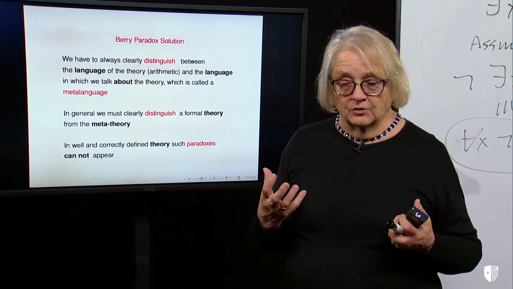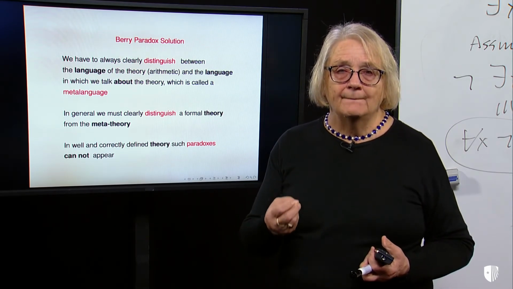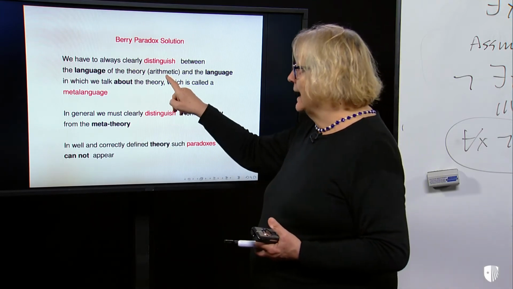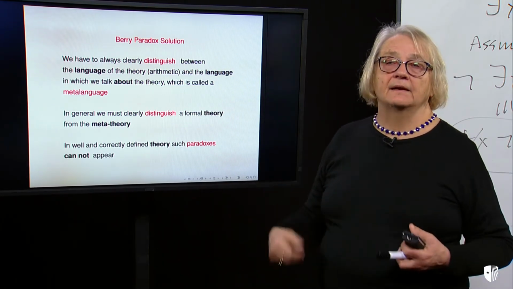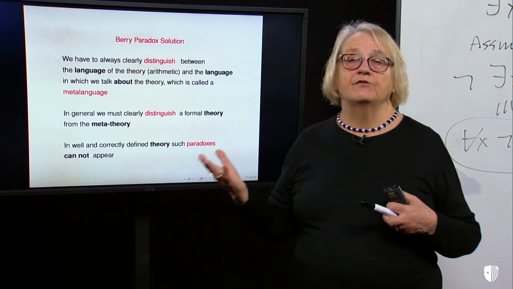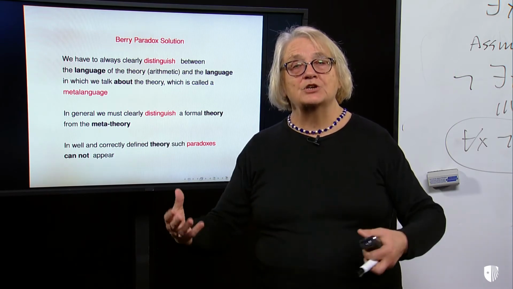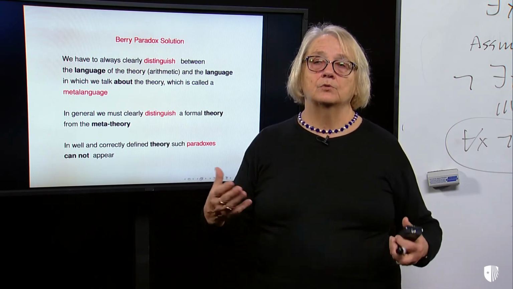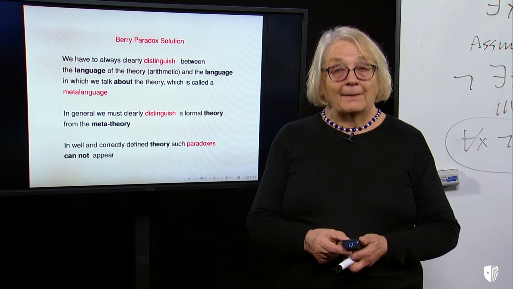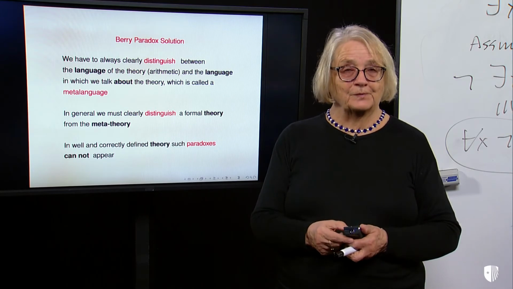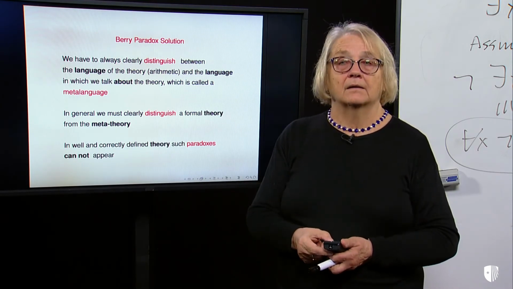So the solution is that we have to always clearly distinguish between the language of the theory, like arithmetic, and the language in which we talk about the theory, and this is called a meta-language. In general, we must clearly distinguish a formal theory from a meta-theory. We will develop the notion of what is the language of the theory, what is the formal language, what belongs to the theory, and what belongs to the meta-theory. So if you do it in a proper way, such paradoxes cannot appear. And that is one of the goals of the course, to set these levels of language of theory and meta-theory correctly.